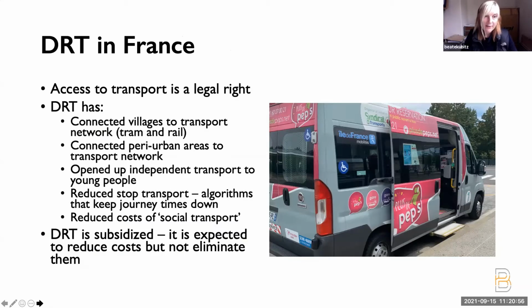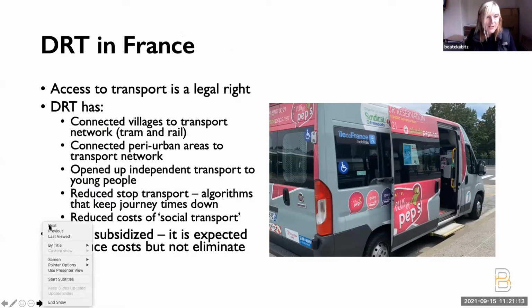It's created different groups of bus users within France, the young people who were being ferried around by their parents, people who were driving to the stations, and it creates journey times that are acceptable.